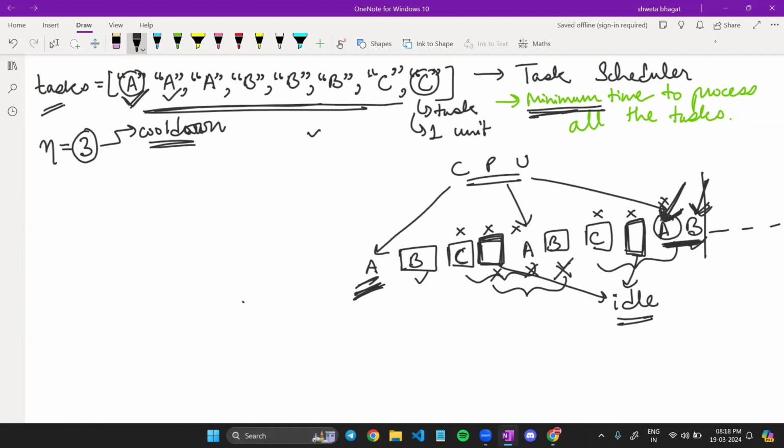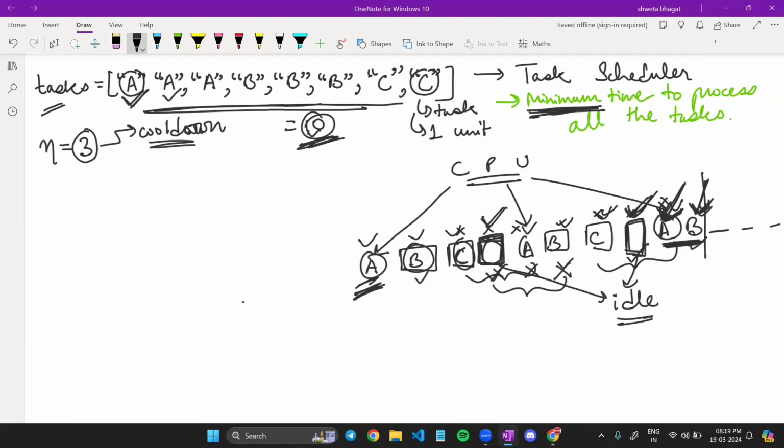So what is the time required to process all these tasks? The minimum time required to process all these tasks would be 1, 2, 3, 4, 5, 6, 7, 8, 9, 10. So we are using 10 units of time to process all these tasks, out of which the CPU is being held idle for 2 units. So for 2 units of time the CPU is idle and the remaining 8 units of time are being used by the tasks. So we can see 1, 2, 3, 4, 5, 6, 7, 8. 8 units of time have been used by the tasks to process in the CPU. And for 2 units, the CPU is idle. So the total time would be 10 units.